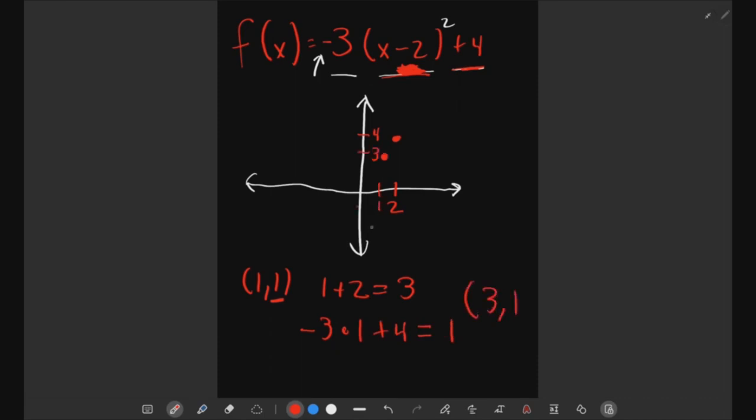So our graph would be looking a little like this. And based on symmetry, our other point would be at 4, 3. And there you have it. That's how you would graph this one right there.